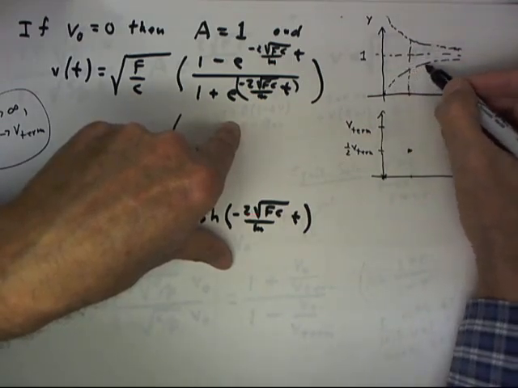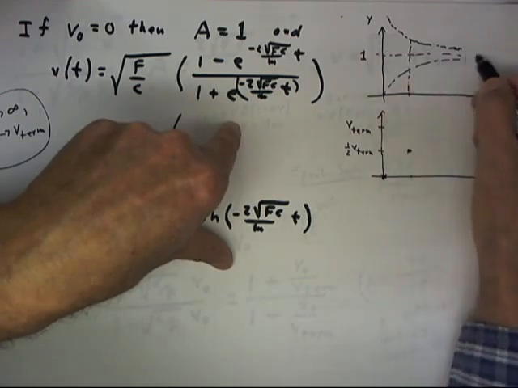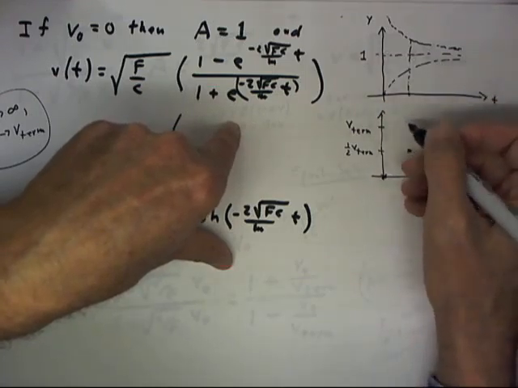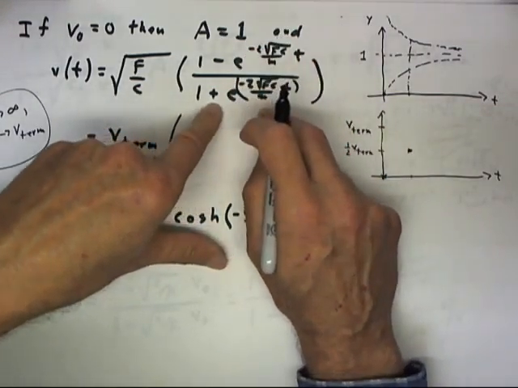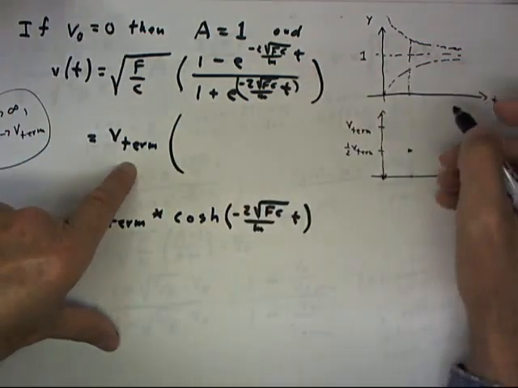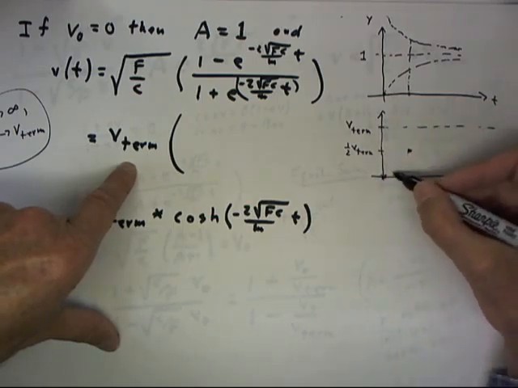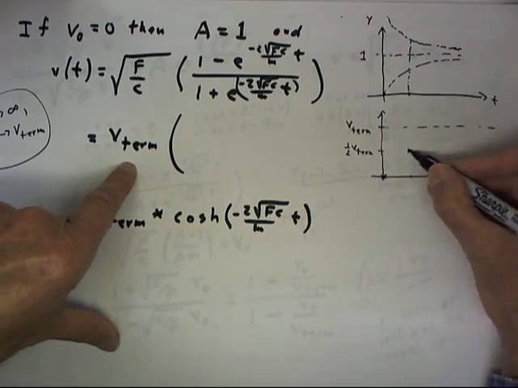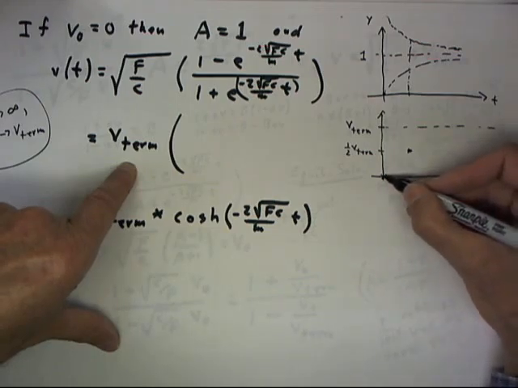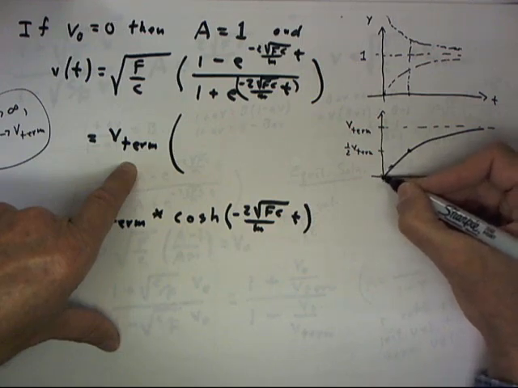And as t approaches infinity, these two graphs both approach the same value, so that this expression is going to approach the value 1, and velocity is going to approach the terminal velocity. So the terminal velocity is going to be a horizontal asymptote. We're going to start at 0, go through this point, and approach the terminal velocity as an asymptote.